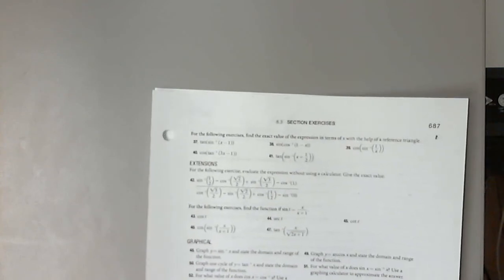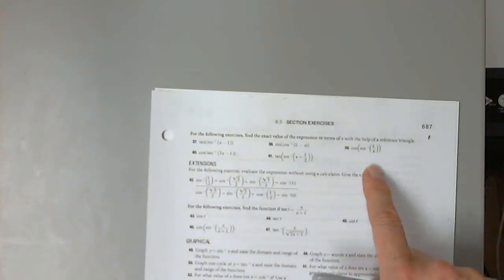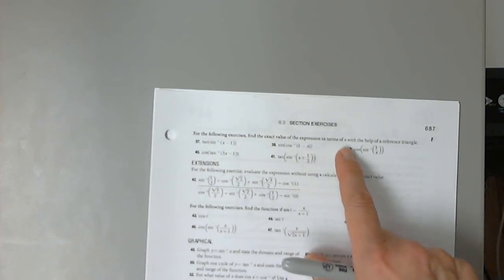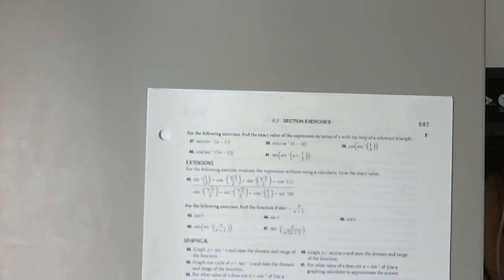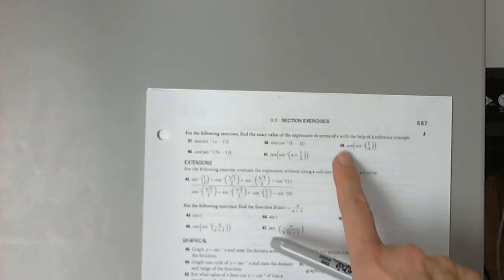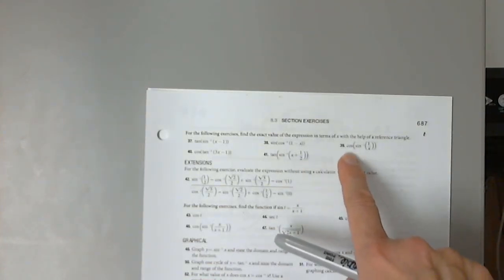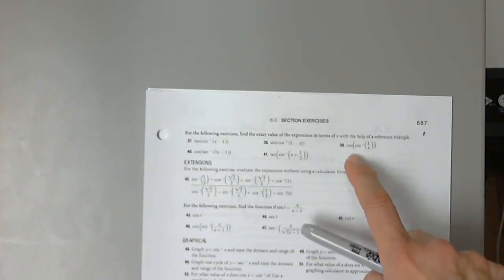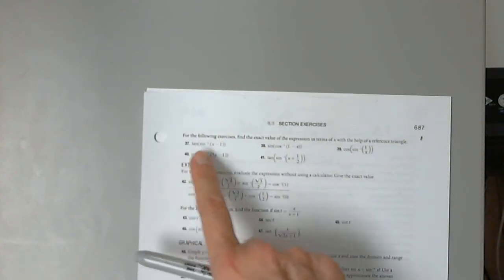We have 4 minutes left. I'd like you to choose any problem you want from here. For the following exercises, find the exact value of the expression in terms of x with the help of a reference angle. That's the last problem for today. Which one? Your choice. No, I'm looking at 39 or 37 through 41. No, let's go with 39.